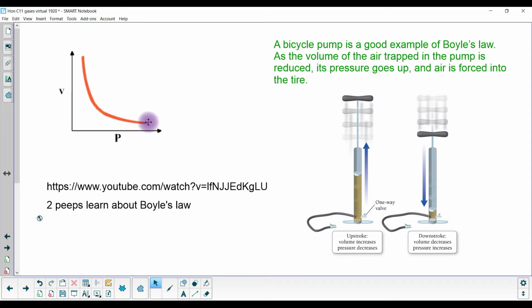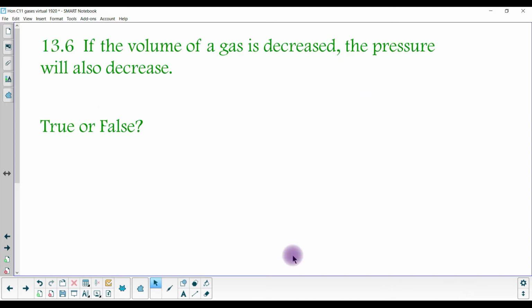A bicycle pump is a classic example of Boyle's law. As the handle is lifted up, the volume increases. The valve closes, you press down, and the volume decreases and the pressure increases and comes out the nozzle. If the volume of a gas is decreased, will the pressure also decrease? False. They have an inverse relationship.